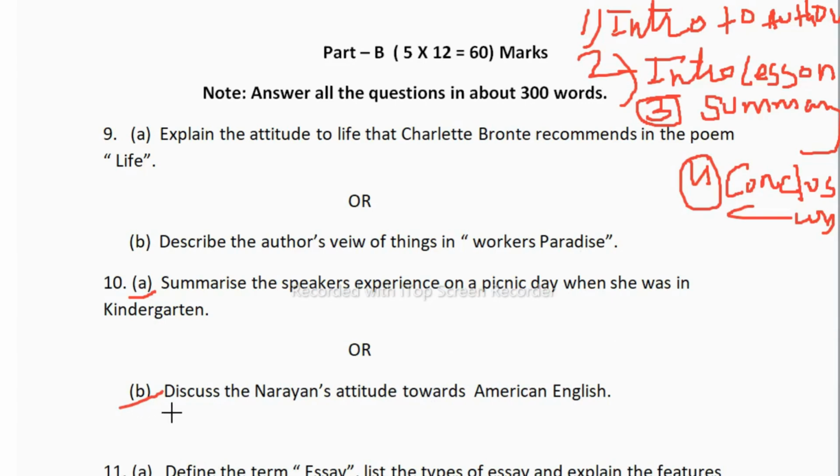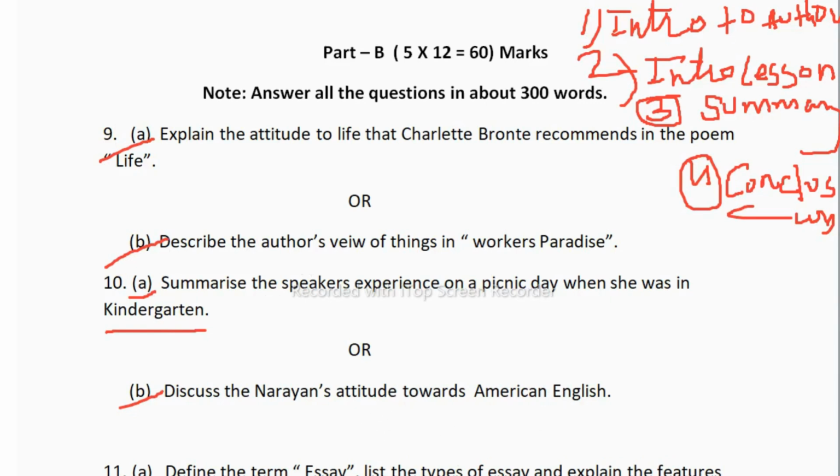Now here in the B, discuss Narayan's attitude towards American English. Again here you have to write about R.K. Narayan, introduction of R.K. Narayan. Then you have to give the intro of the lesson, that is Toasted English. Then the whole summary you have to write. Then at the last you have to write the conclusion. Here, students, if you prepare these 3 summaries, like this life and Workers Paradise and punishment in kindergarten, easily you can score it. If you want to avoid this, you can.